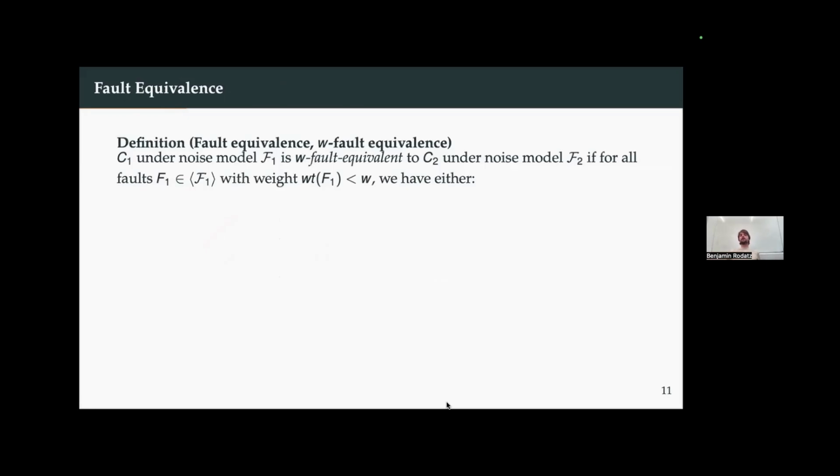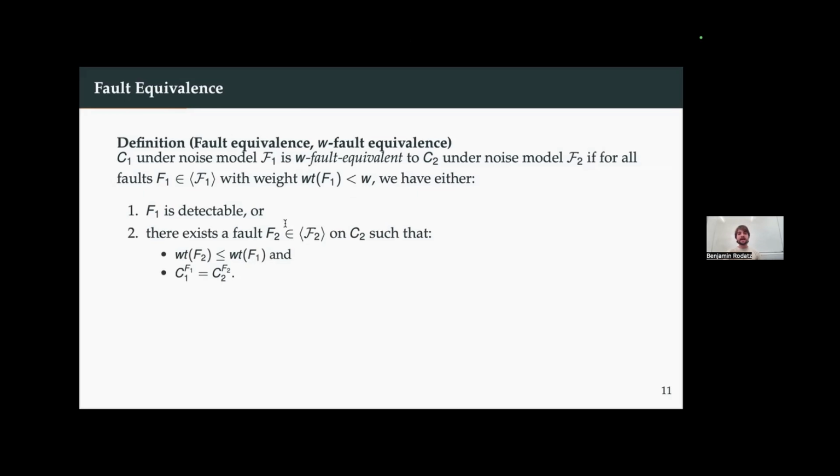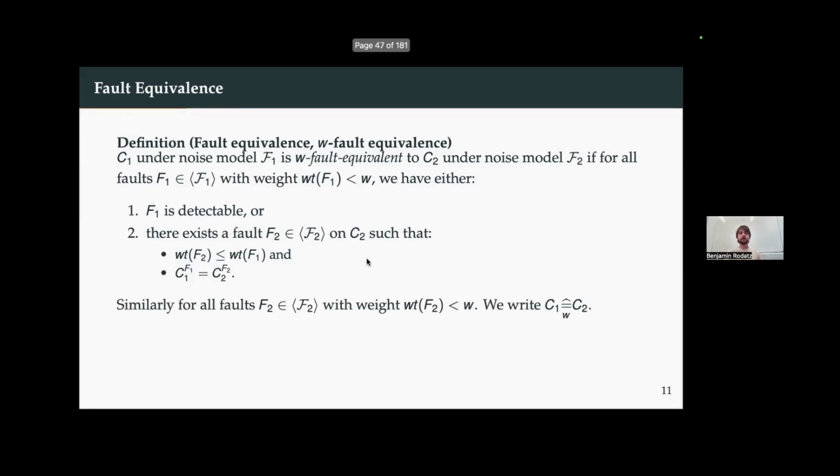And to formalize this idea comes the main definition of this talk, and that's the idea of W fault equivalence. So we say two circuits, a circuit C1 under some noise model F1 and a circuit C2 under some noise model F2, are W fault equivalent if for all faults F1 on C1 of weight less than W, we have either the fault is detectable, in which case we don't really care about it, we can take care of it later, or there exists a fault F2 on C2 that has at most the same weight and has the same effect on the circuit. And to make this a symmetric relationship, we similarly require the same for all faults F2 on C2, there to be an equivalent fault on C1.